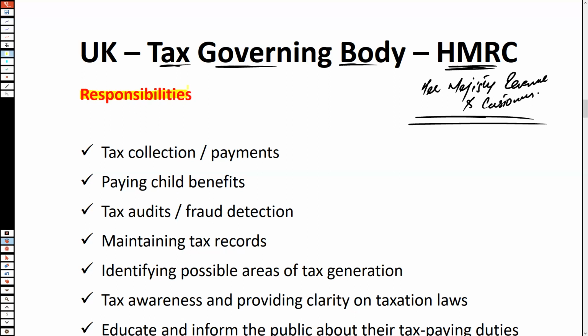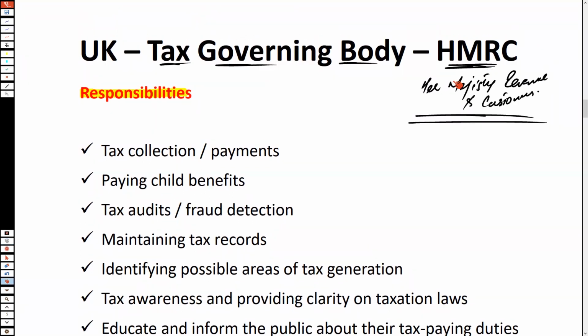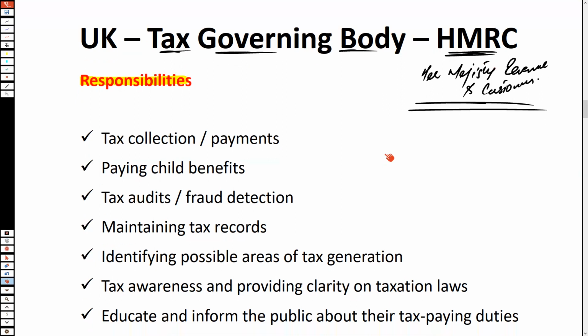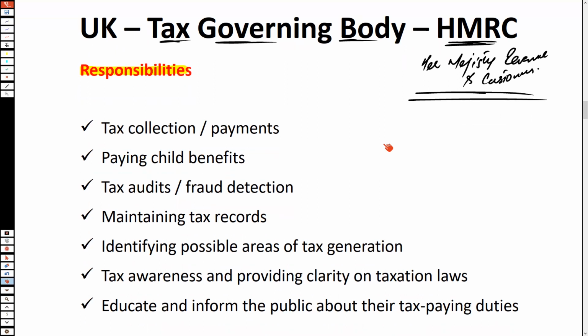There are certain responsibilities associated with the tax governing body of any country. These responsibilities are not merely pertaining to HMRC. These are general points and these are the responsibilities for any tax governing body for any country. There are a number of other responsibilities of any tax governing body, but for the sake of discussion, we have a few points in front of us. For example, tax collection is the main responsibility of a tax governing body.